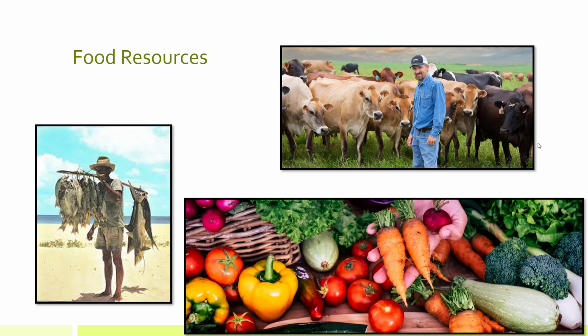Here we see a representative of food resources. We have a fisherman that has accessed oceanic resources for some protein, and we have a dairy farmer that is using arable land for probably either dairy or it could be cattle, but it looks to me like those are dairy cows. And then we have an abundance of fruits and vegetables.